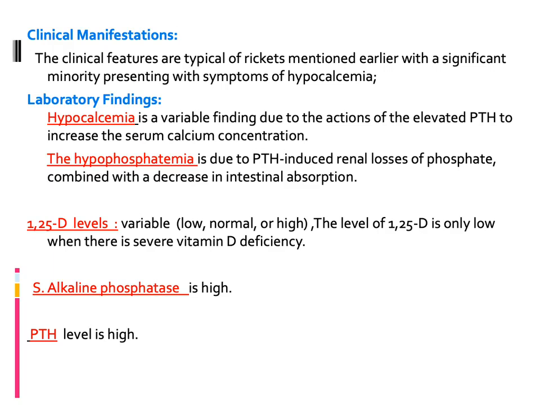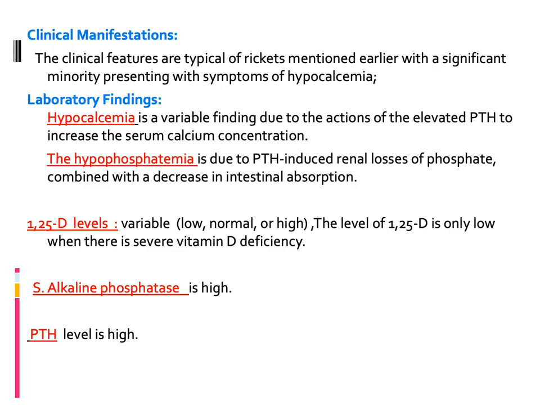Regarding the laboratory findings in a patient with nutritional rickets, the most important is hypocalcemia, a variable finding due to the action of the elevated parathyroid hormone to increase the serum calcium concentration. So the patient may have normal or low calcium. This depends on the effect of elevated parathyroid hormone, whether it is compensated or not. Hypophosphatemia is always present due to the parathyroid hormone-induced renal loss of phosphate, combined with a decrease in intestinal absorption. So hypophosphatemia is present, but calcium is variable.